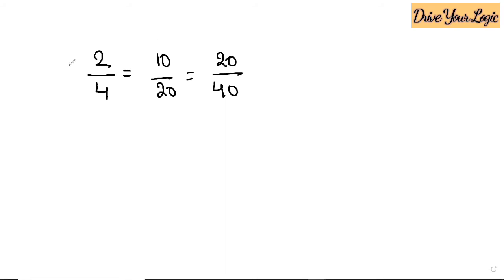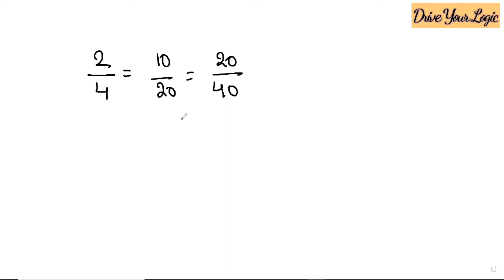Suppose I have given you 2 by 4. So what will you do? 2's table. So 2 into... you cannot only do it like that, first you have to write it down. Any multiple you can take. Suppose I am taking 2 into 5. Directly I am taking. So 2 into 5 is how much? 10. The same number you have to multiply in the denominator part also. So 4 into 5 is how much? 20. Then you can take 2 into 10, that is 20. So 4 into 10, that is 40. So now you cancel this one, you will get 2 by 4.